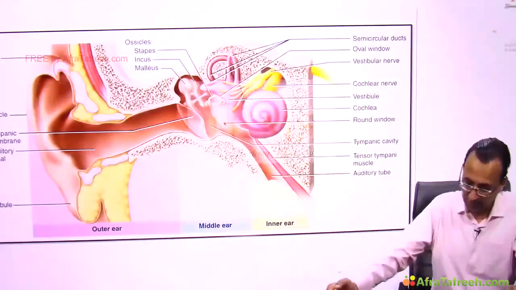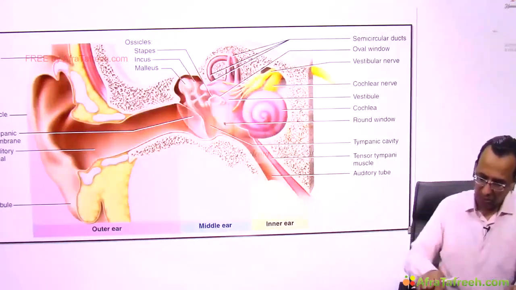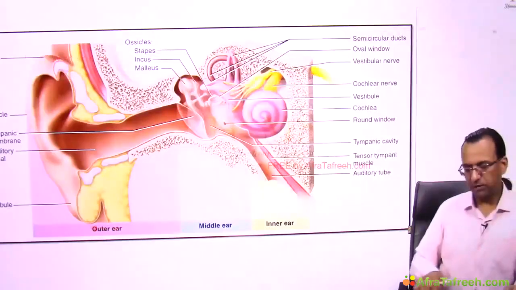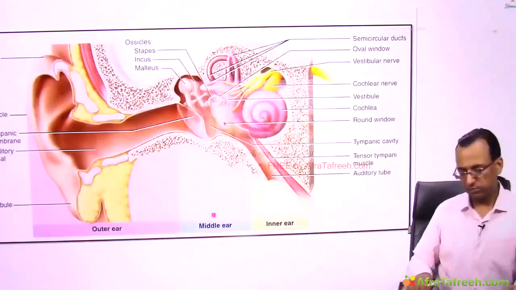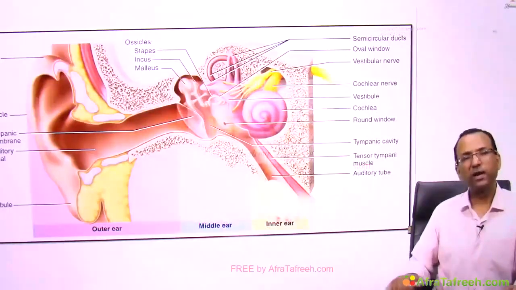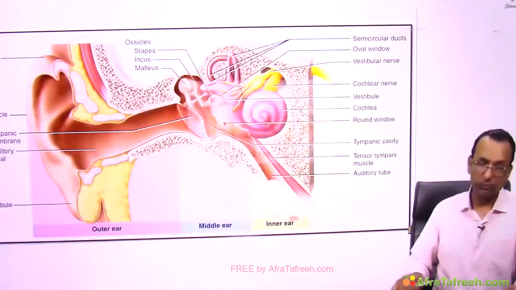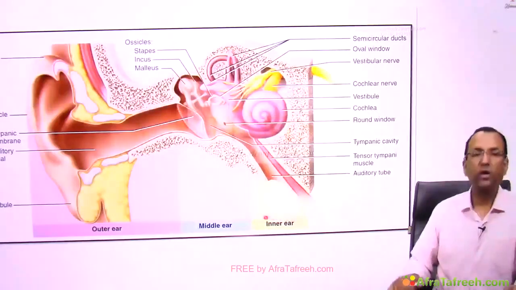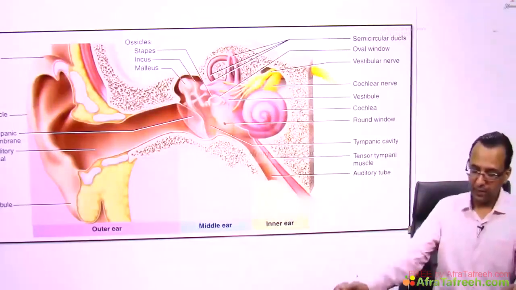Okay, fine. So there is the outer ear, with the pinna and external ear canal. There is a middle ear, where you have the malleus and stapes. And there is the inner ear, where you have the cochlea, vestibule, and also the semicircular canals.